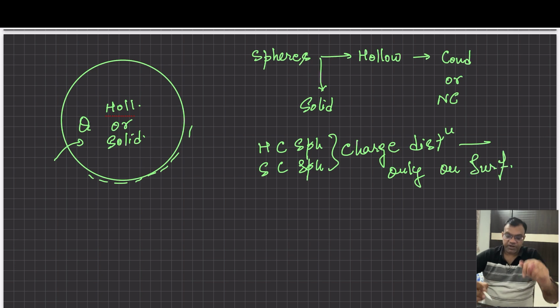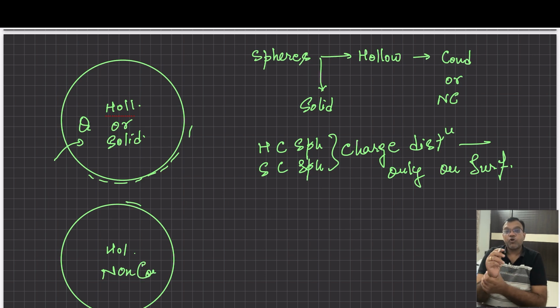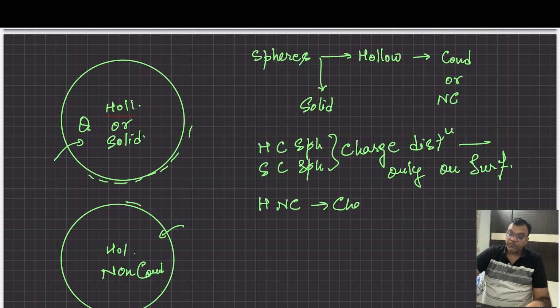Now we come to the non-conductor. If we have the hollow non-conductor, to a hollow non-conductor we can give the charge only on the surface. Hollow non-conductor, charge can be only on the surface. But there is a difference. What is the difference? Let's see.